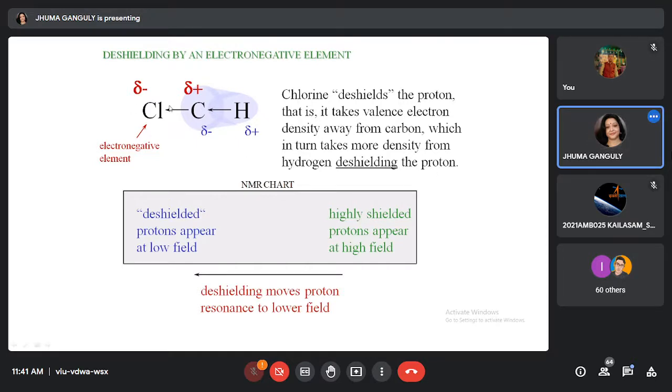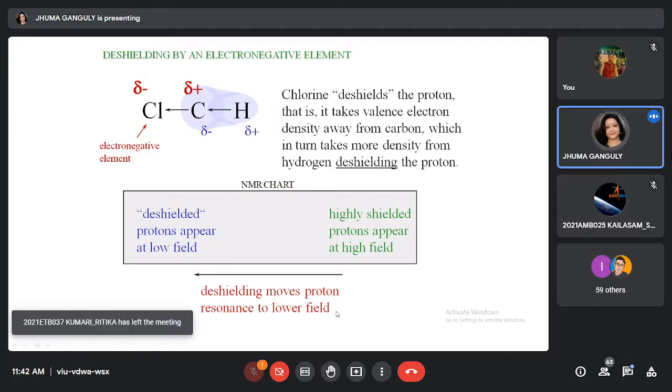So it's a sequence here. First the cloud changes from carbon towards the chlorine, and then from the proton towards the carbon, like a dragging force. So a deshielded proton appears at low field, meaning downfield, while a highly shielded proton appears at the higher field. Deshielding moves the proton resonance to the lower field, because slowly the applied magnetic field is consumed as it interacts with the molecule's proton peak. And when it comes to the low field, because it is already shifted downfield, there is a resonance.